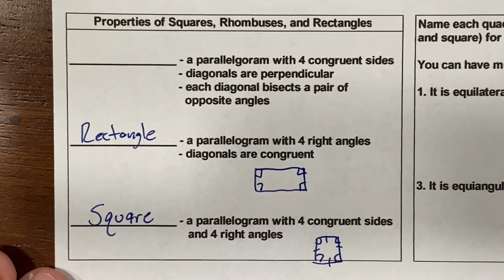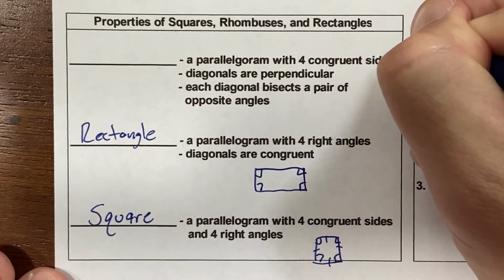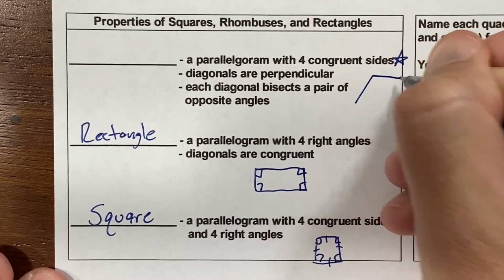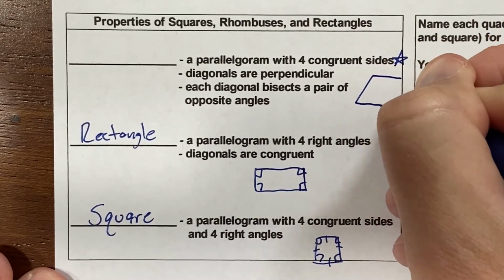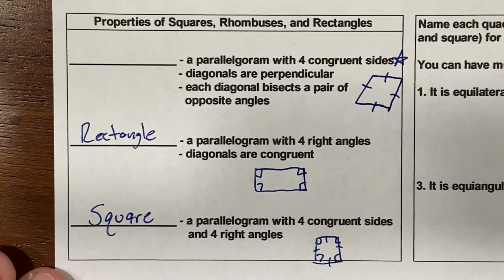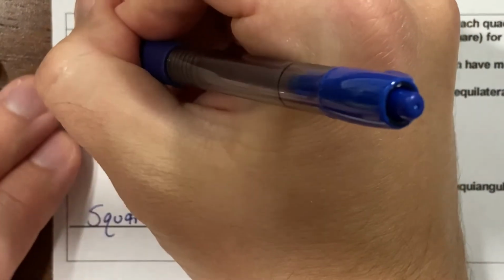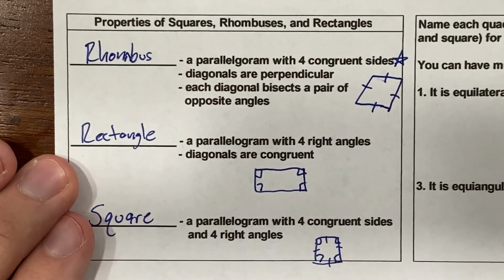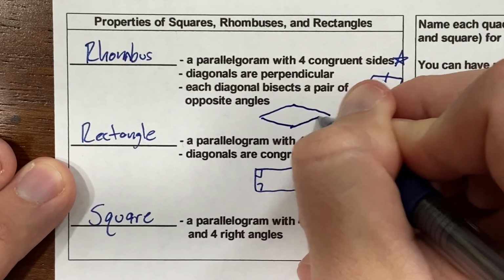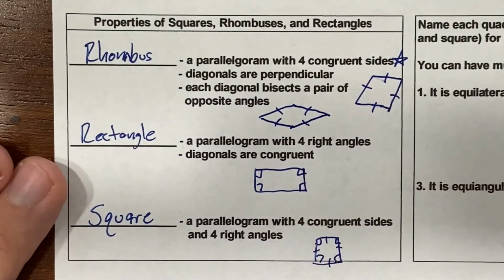And the top one, a parallelogram with 4 congruent sides. The diagonals are perpendicular. Each diagonal bisects a pair of opposite angles. Well, let's just put a star next to this first one. 4 congruent sides. That means it could be something like this, just as long as all the sides are the same. Kind of like a squished square. All 4 sides are the same. This is known as a rhombus. Rhombus. Okay. All 4 sides. And it could look anything like that. All 4 sides are the same. Okay.